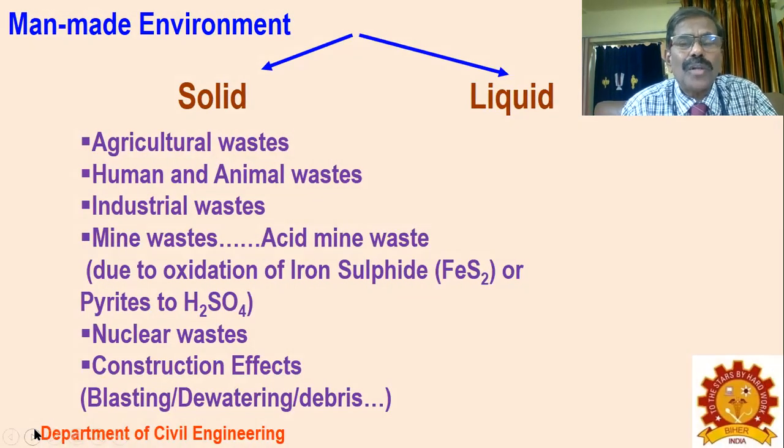Now the man-made environment. How do you spoil the site? Because of solids and because of liquids. Agricultural waste, you spoil the soil. Human and animal waste, you spoil the soil. Industrial waste, you spoil the soil. Mine waste and pyrites, nuclear waste, construction effects, blasting, dewatering, debris. All those things are methods of spoiling the soil.